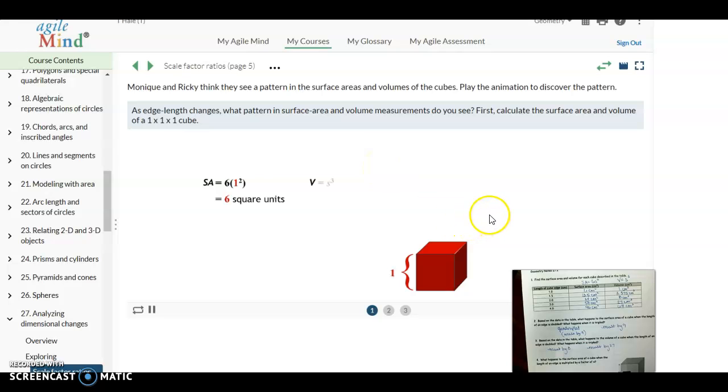The volume we know is s cubed. Our side is 1. 1 cubed is 1. So our volume is 1 cubic unit.